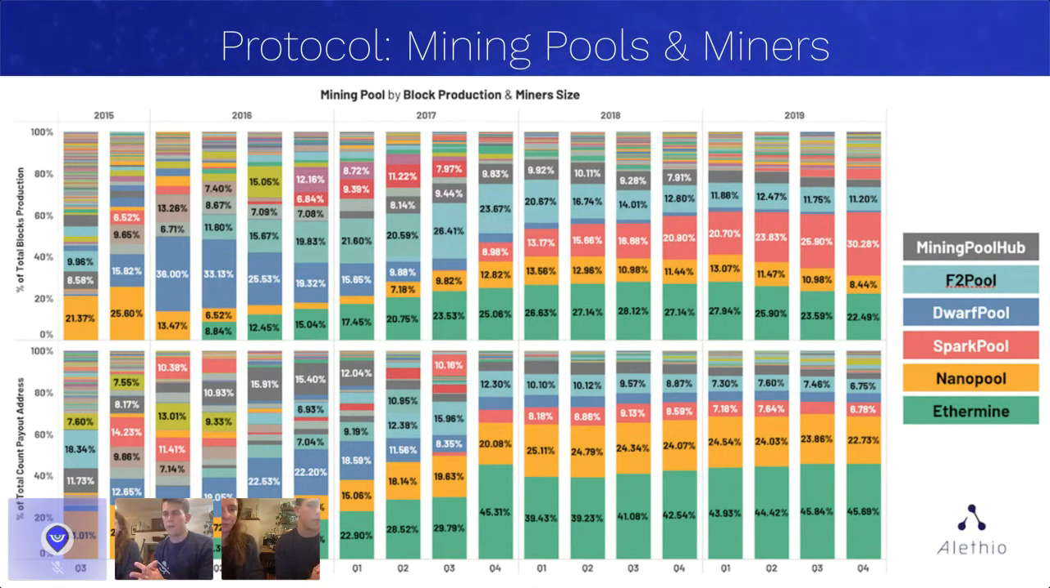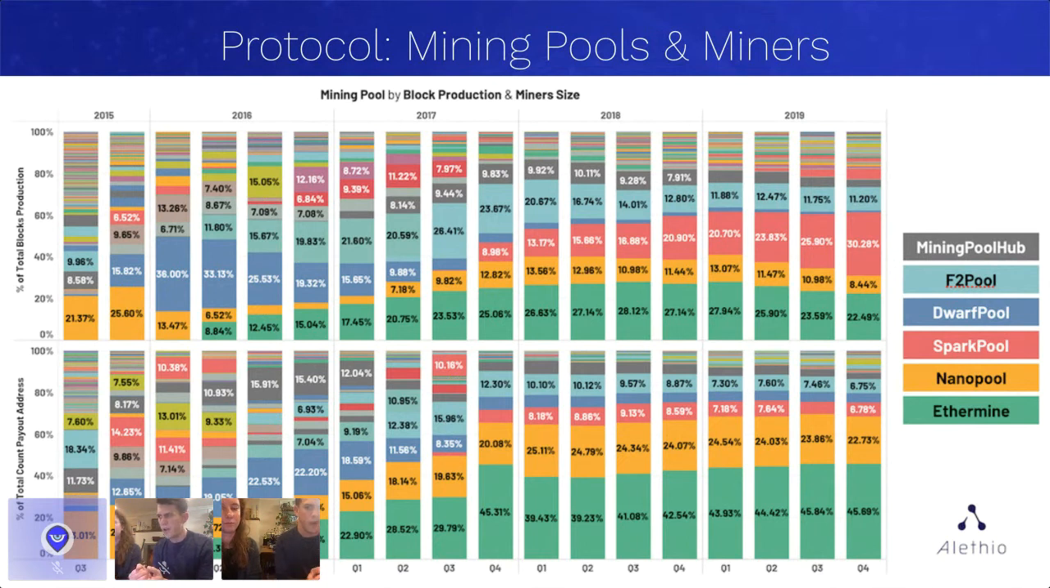So over time, what this data is showing us is we see 4 pools that have started to dominate the mining pool landscape: Ethermine, F2Pool, Spark Pool, and Nanopool. Collectively, they've edged out some past competitors like Mining Pool Hub and Dwarf Pool over the past year or so. Today, those 4 main pools account for over 72% of quarterly block production, and they pay out to over 80% of the miners across mining pools.